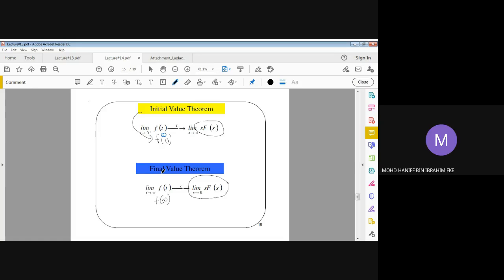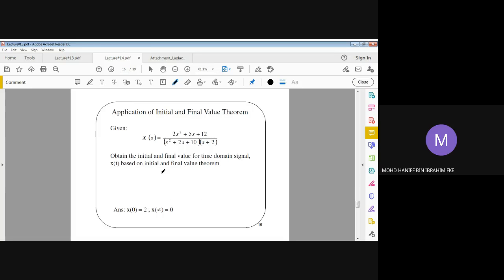So we're going to test this. We're going to ensure our understanding by doing these examples here. We are given the function X(s) in the s domain. We have these terms, numerator and denominator. The question is, we need to obtain the initial value and final value for the time domain. That means we need to find x0, and this is to find x infinite.